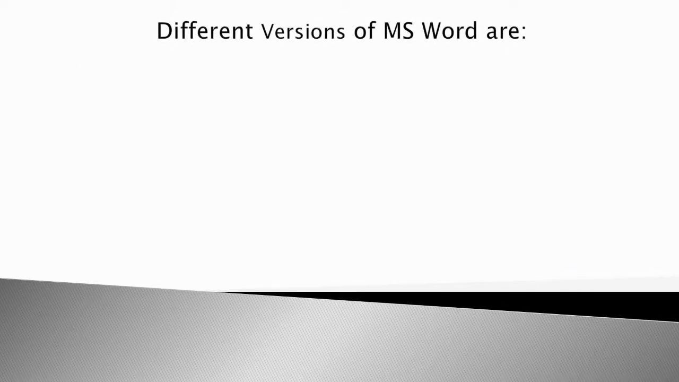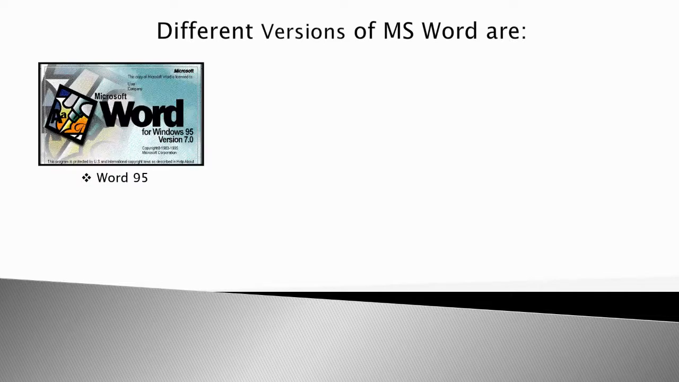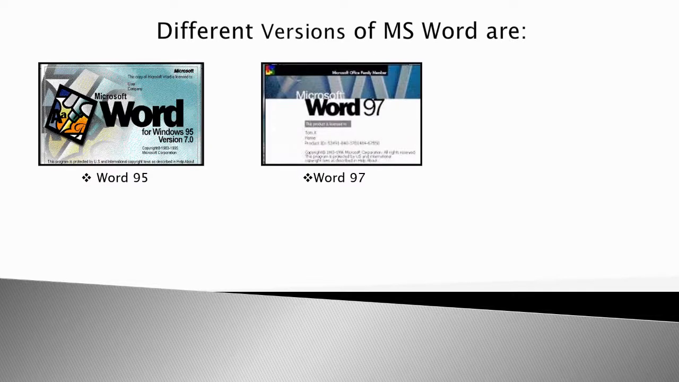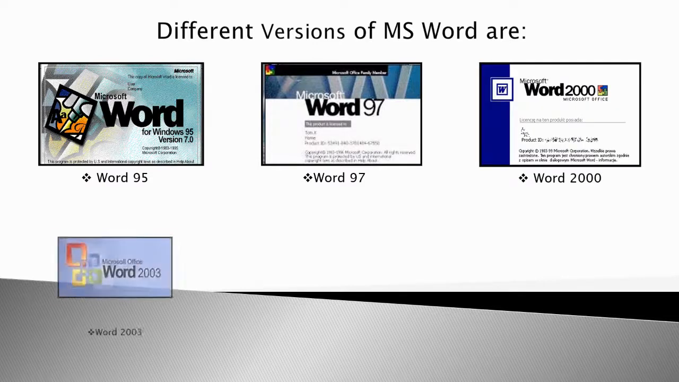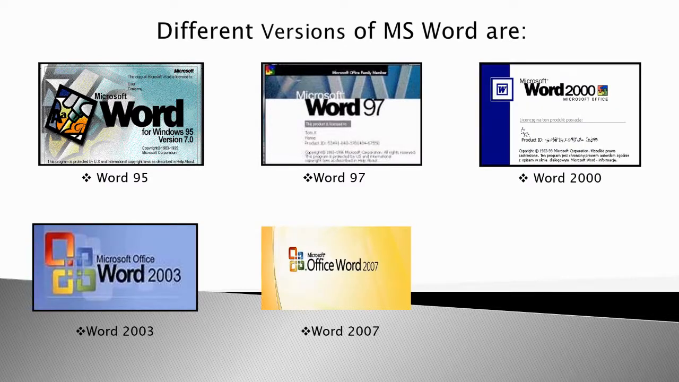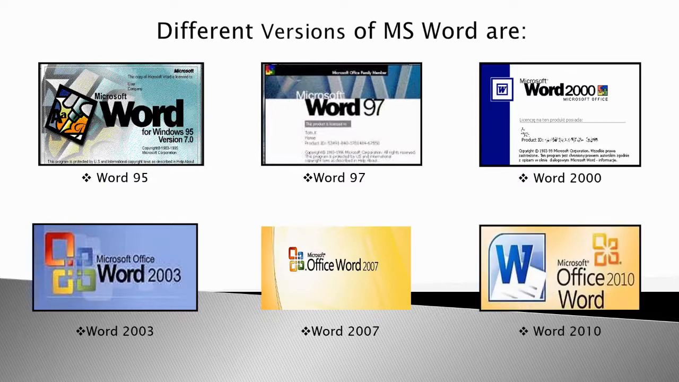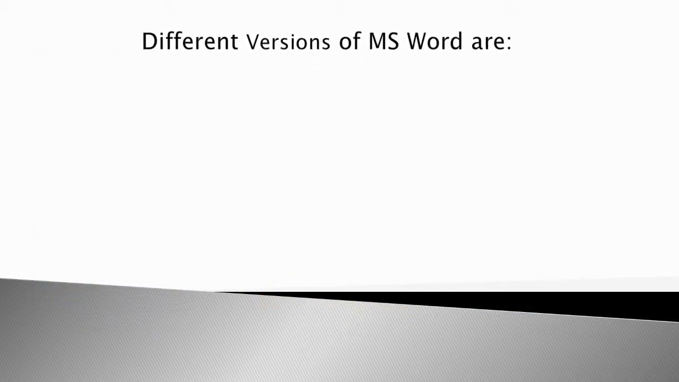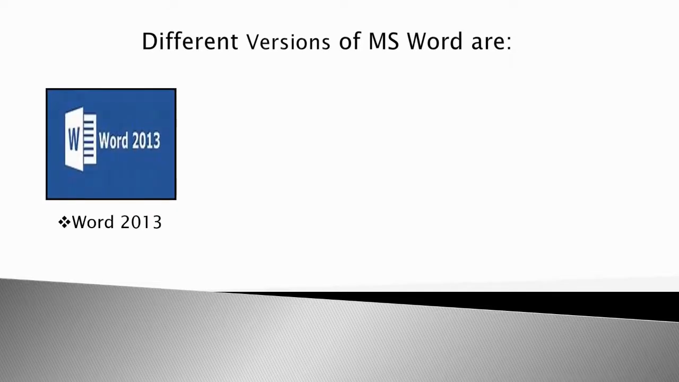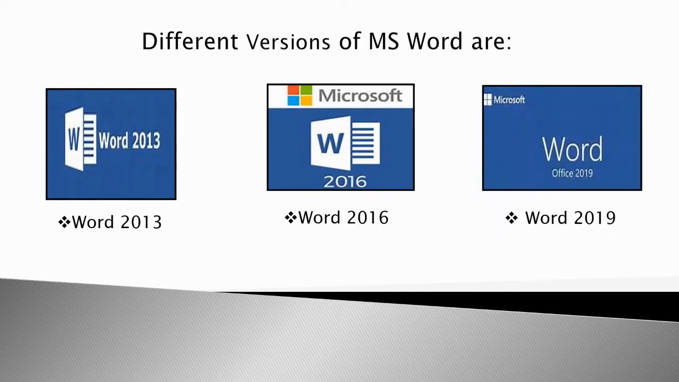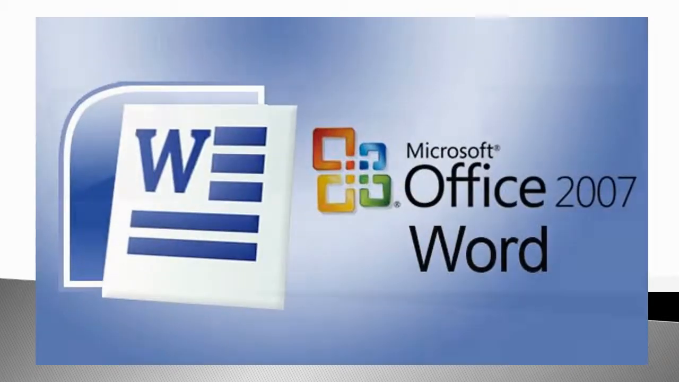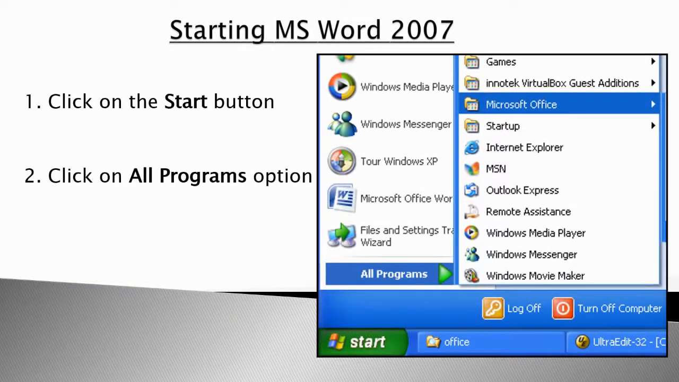There are many different versions of MS Word. They are Word 95, Word 97, Word 2000, Word 2003, Word 2007, Word 2010, Word 2013, Word 2016, 2019. So, in this video, we will be learning about Word 2007. Let's get started by opening Microsoft Office Word.